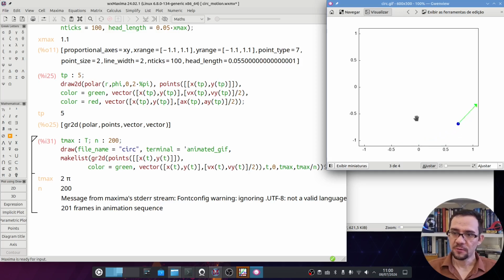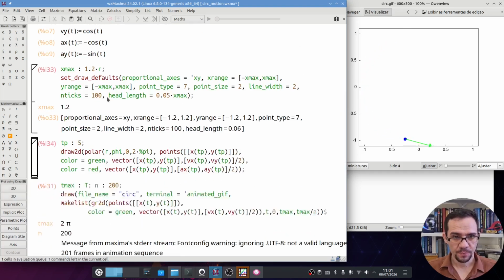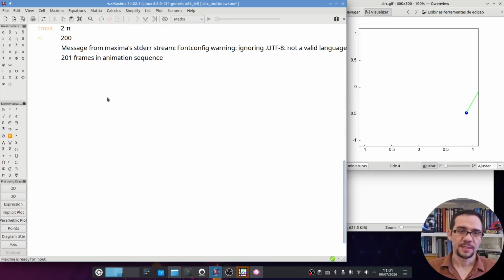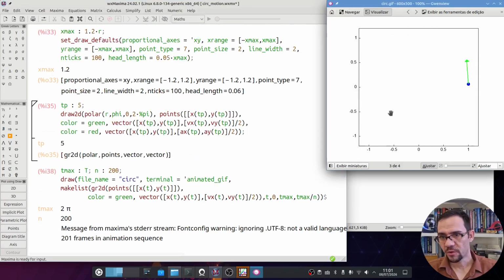So we see that unfortunately the vector head disappears in some points. What we need to do to solve this is to increase the value of x max here. So let's put 1.2 and let's generate the animation again, and let's update here. And now our animation looks like this.